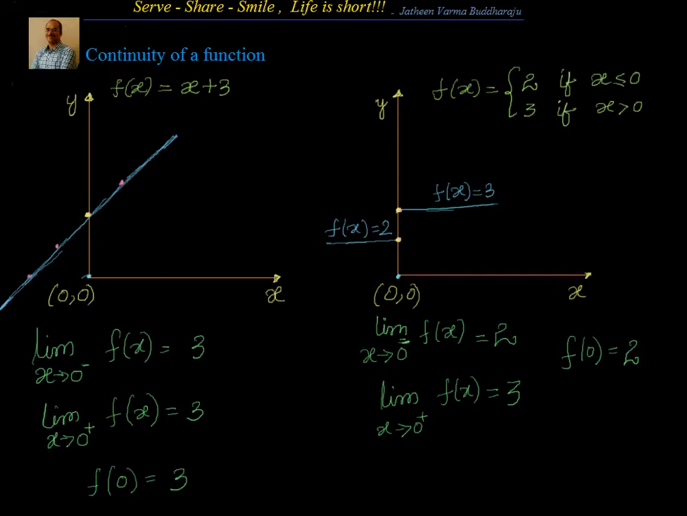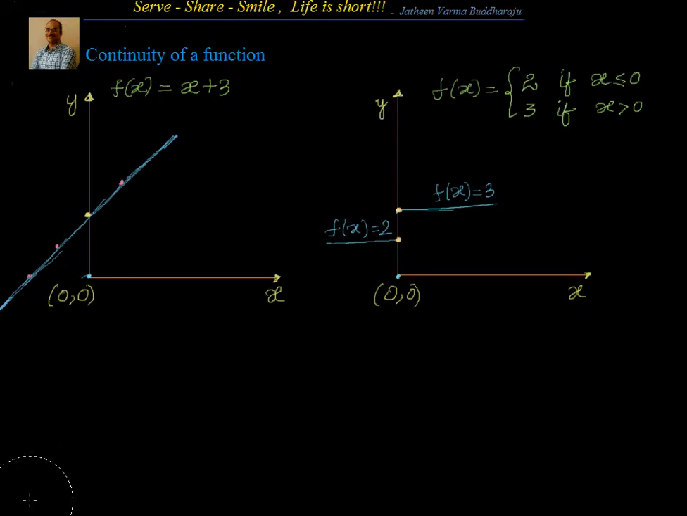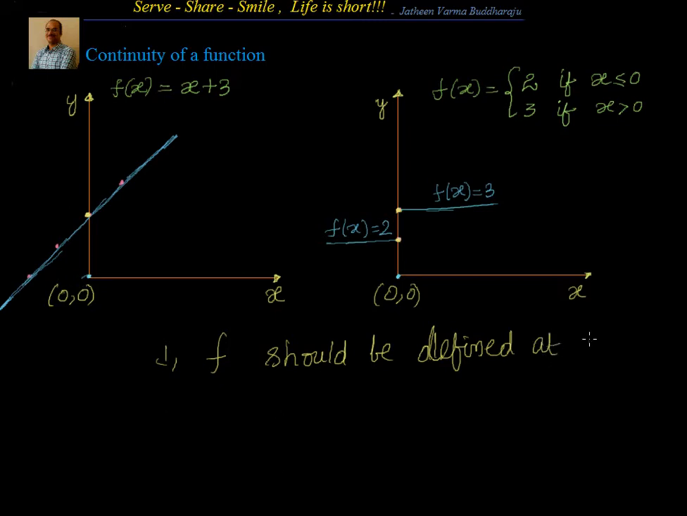To be called a continuous function, three conditions should be satisfied. Let me just go through that. To call a function continuous at a particular point, first f should be defined at that particular point. Suppose we are talking about point a at which we want to check continuity. First I should check whether the function is defined. Yes, the function is defined.